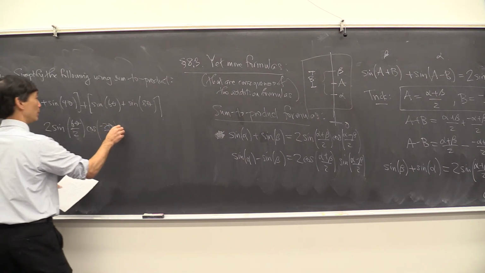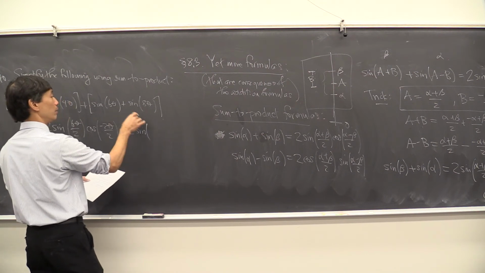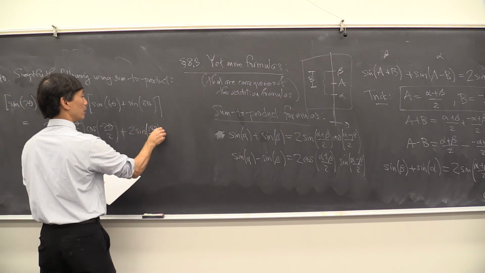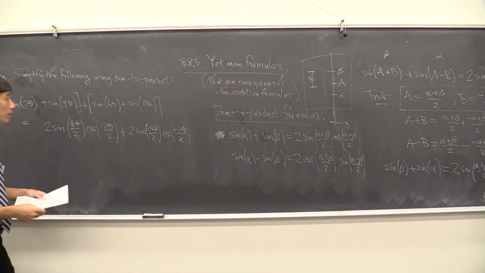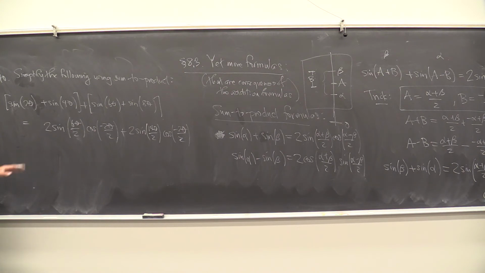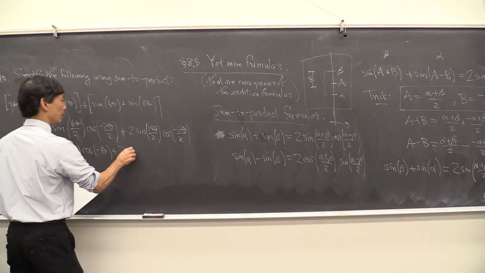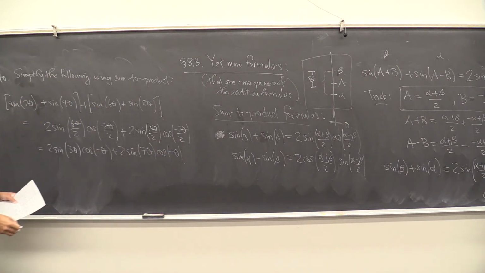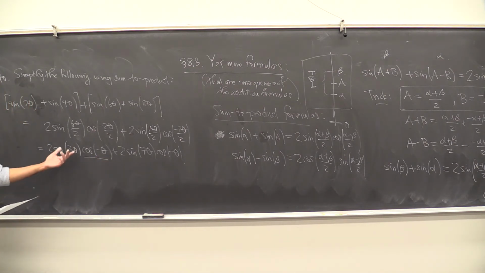Okay, great. That's the first term. And then the second term, we're going to get 2 sine of 14 theta over 2, cosine of negative 2 theta. Great. Hope everybody's all right with that. We get 2 sine 3 theta cosine negative theta plus 2 sine 7 theta cosine negative theta. So there are some common terms here: 2 cosine theta is in each term.